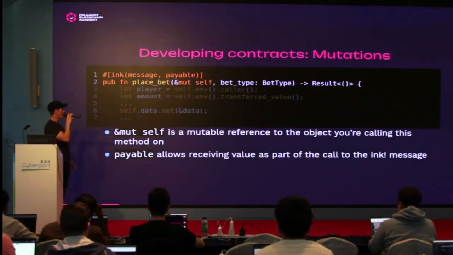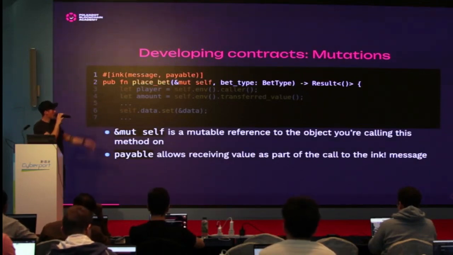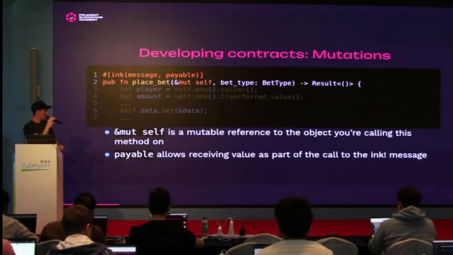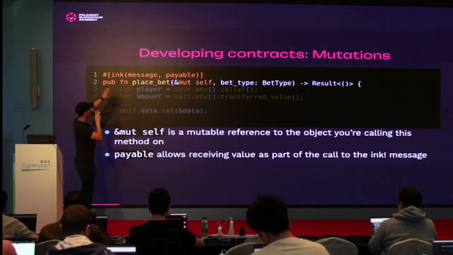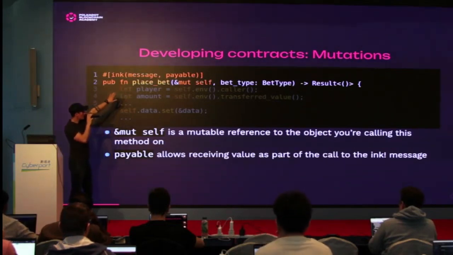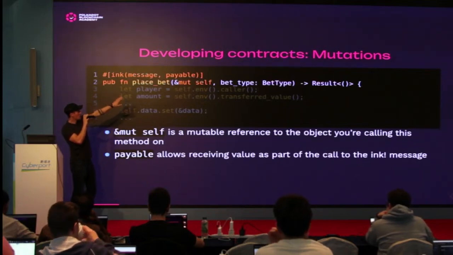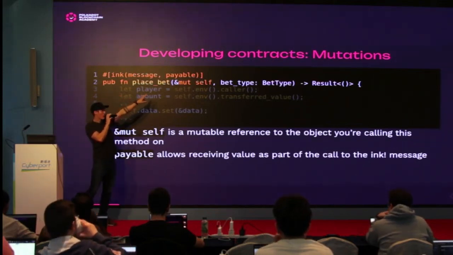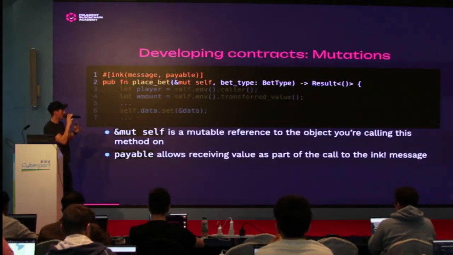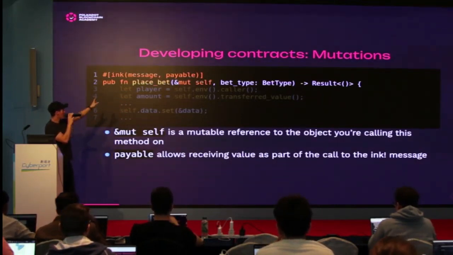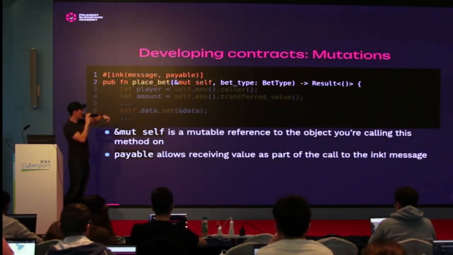Here's a mutable one, right? So it takes a mutable reference to self. There's also this macro that marks a transaction. If you want it to accept funds, you have to mark it explicitly as payable. And we'll see it coming over and over again: Ink is a lot more explicit than Solidity. Everything, like the visibility, these types of macro constructs, they're explicit.